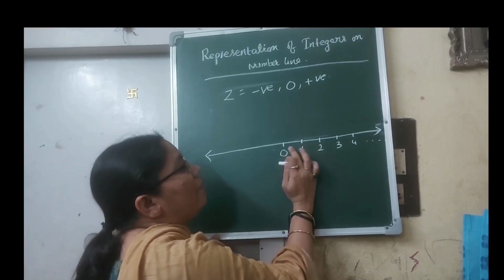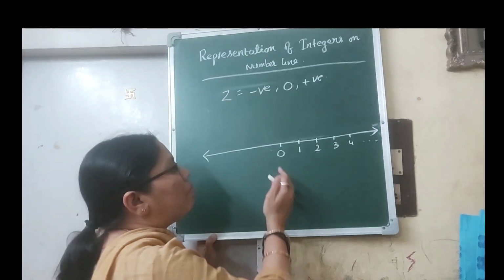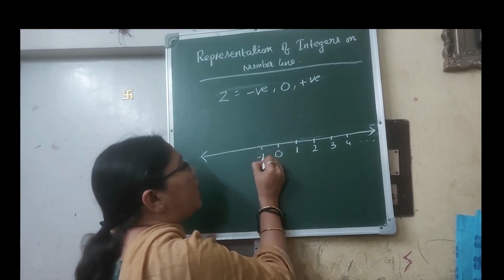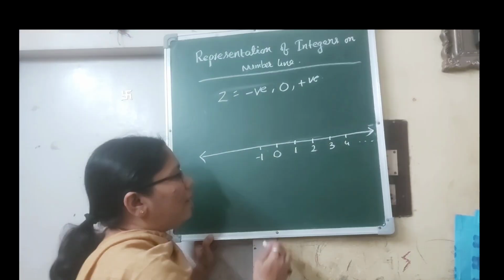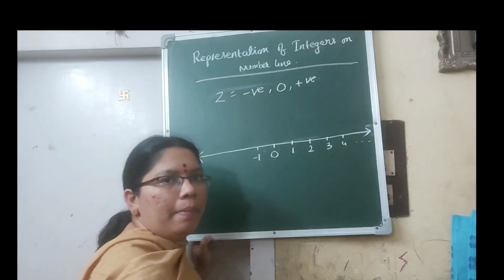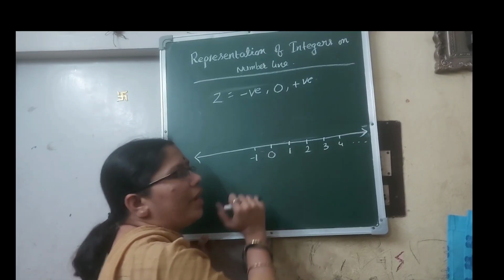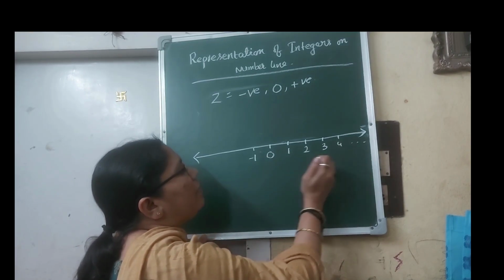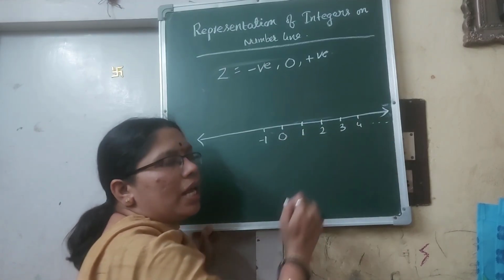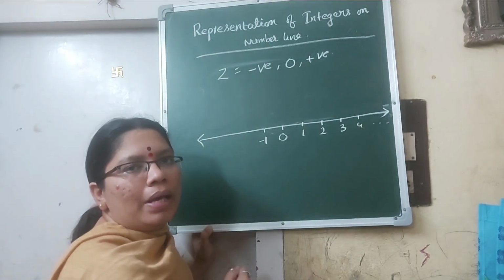Here 1 is at a unit distance in the right hand side direction, whereas -1 is at the unit distance in the left hand side direction. The distance between 0 and 1 and 0 and -1 is the same. But this is on the right hand side and this is on the left hand side. On the right hand side of 0, we represent all as positives. And on the left hand side of 0, we represent all of them as negatives.